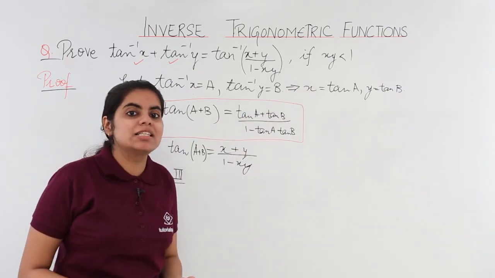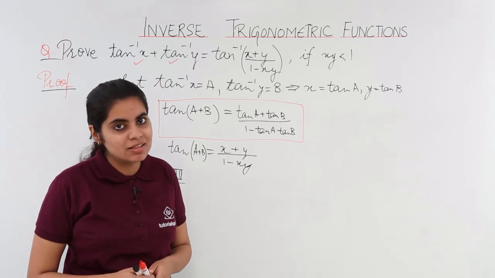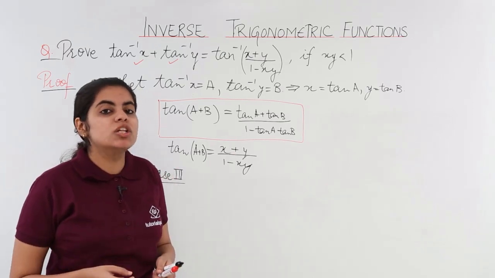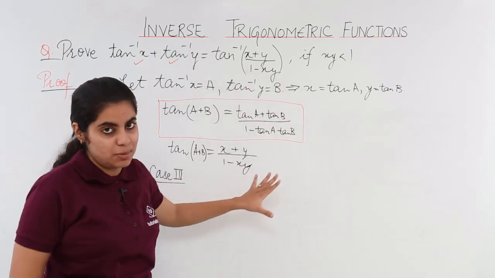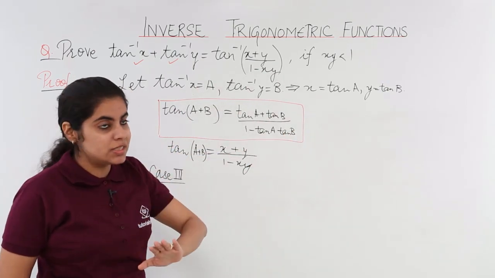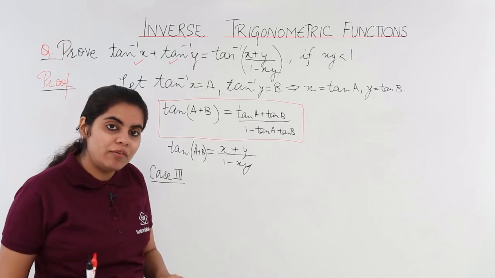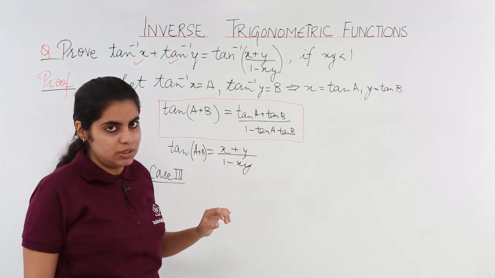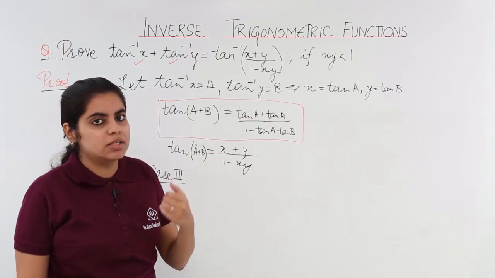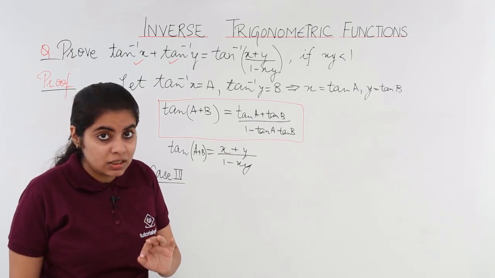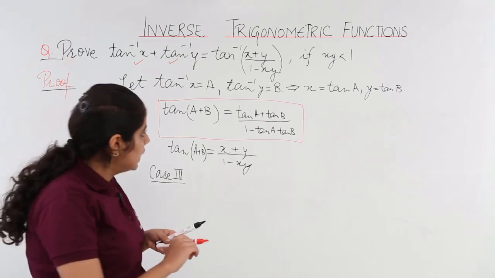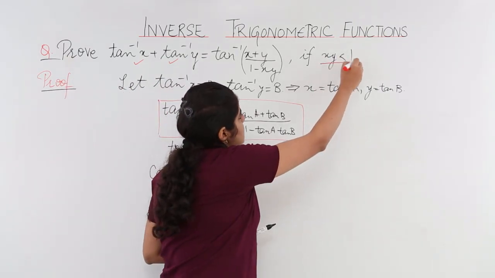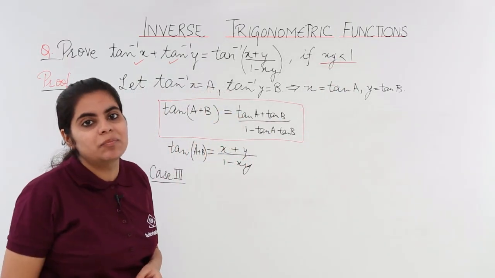Now if xy is less than 1, we saw already two cases, and case 3 is also similar to the two cases wherein we do not change the above assumptions. I know that tan inverse x is equal to a. I have already assumed that tan inverse y is equal to b and x is equal to tan a, y is equal to tan b. But what else do we need to consider? As in the previous cases, I have xy as less than 1. This is what I need to consider.